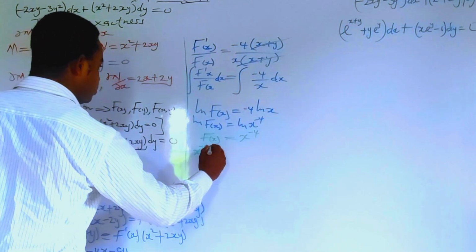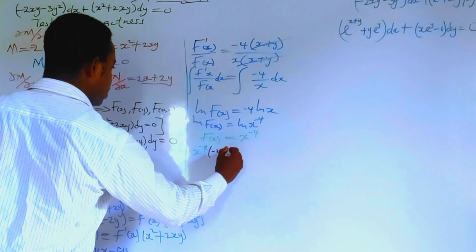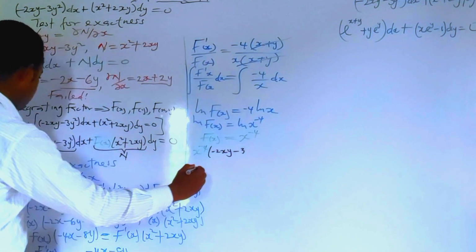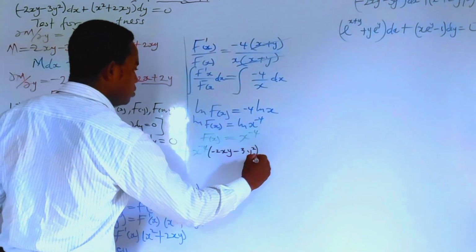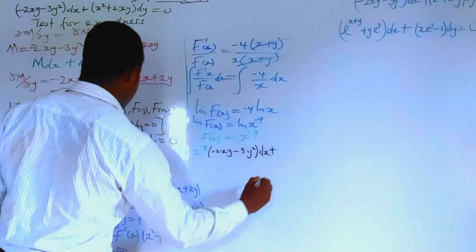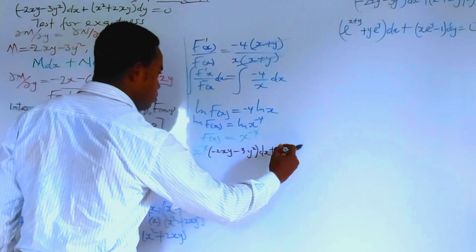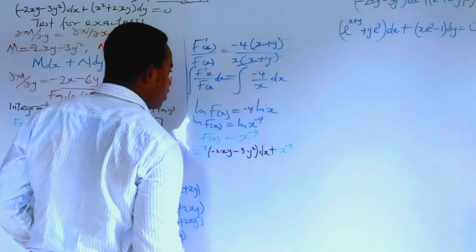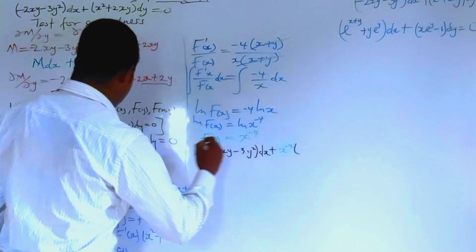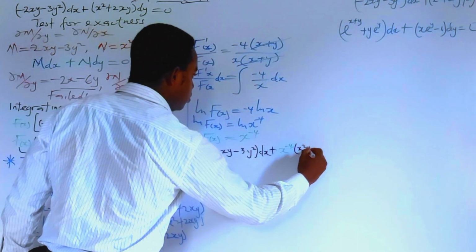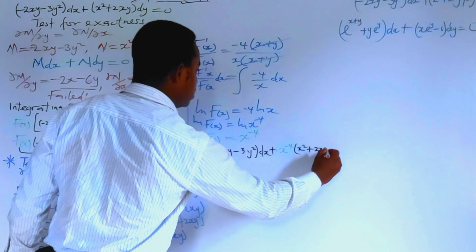So when we put x raised to power negative 4 back in, we have x raised to power negative 4 multiplied by negative 2xy minus 3y raised to power 2 dx, plus x raised to power negative 4 multiplied by x raised to power 3 plus x squared plus 2xy dy.